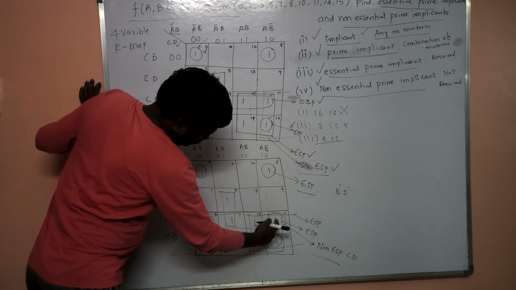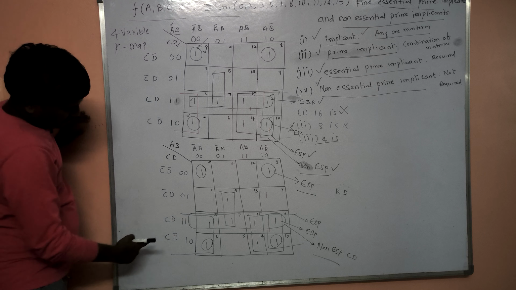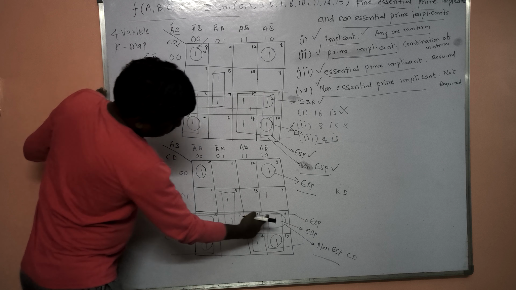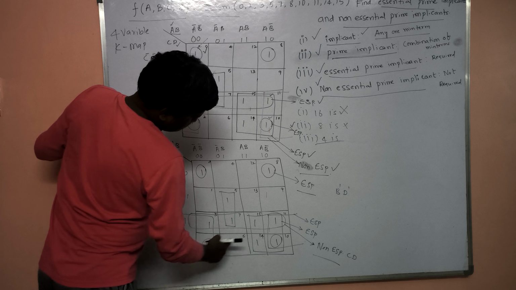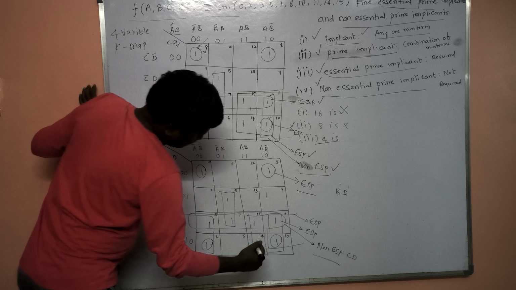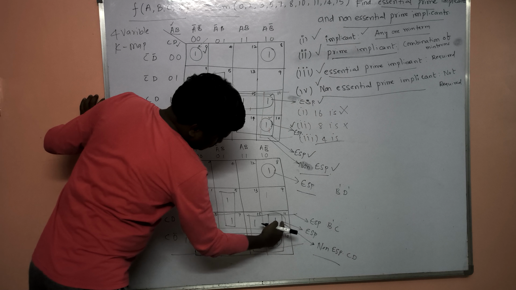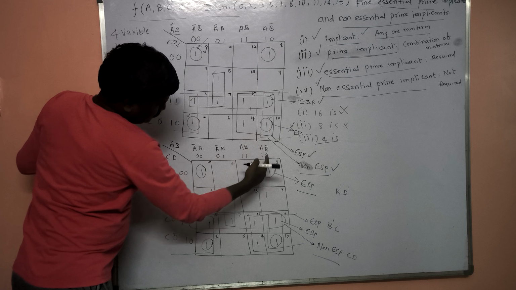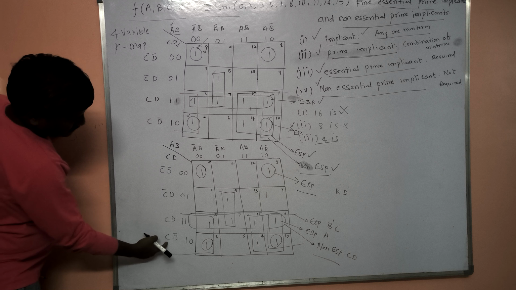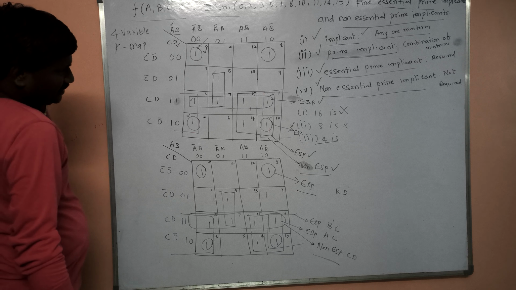What about this 4? This 2 and this 2. This 2, what is their common? C. This 2, this 2 and this 2. So this 2 is C, right? This 2 is B bar. So it is B bar C. This is B bar C. What about this 4? If I take this 2, what is common? A. What is common in this? C. Okay, so is that fine?